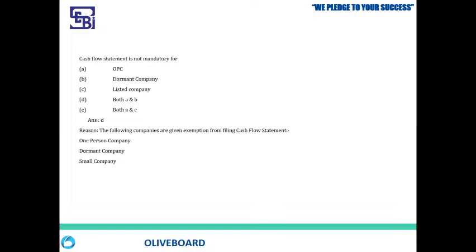Next one, cash flow statement is not mandatory for... Again, this question is related to the applicability of accounting standards. Remember, though you would have studied cash flow statement as a topic, cash flow is also one of the accounting standards, AS3. AS3 deals with cash flow statement. But in your syllabus, they didn't give it as an accounting standard, they gave it as a topic. That's the reason I wouldn't have taken it as an accounting standard. Otherwise I would have talked about for whom it is applicable, for whom it is not applicable, which format they have to follow, and if it is a banking company or an insurance company, how it has to be prepared.